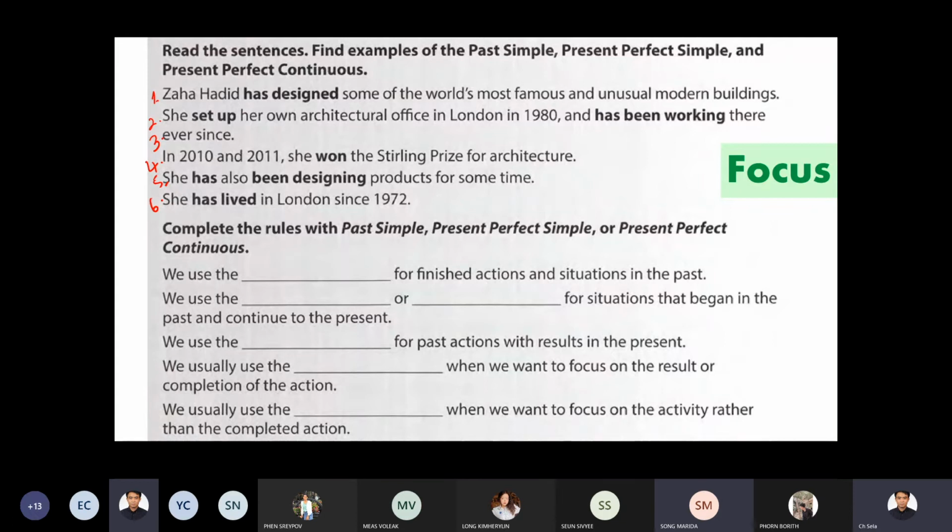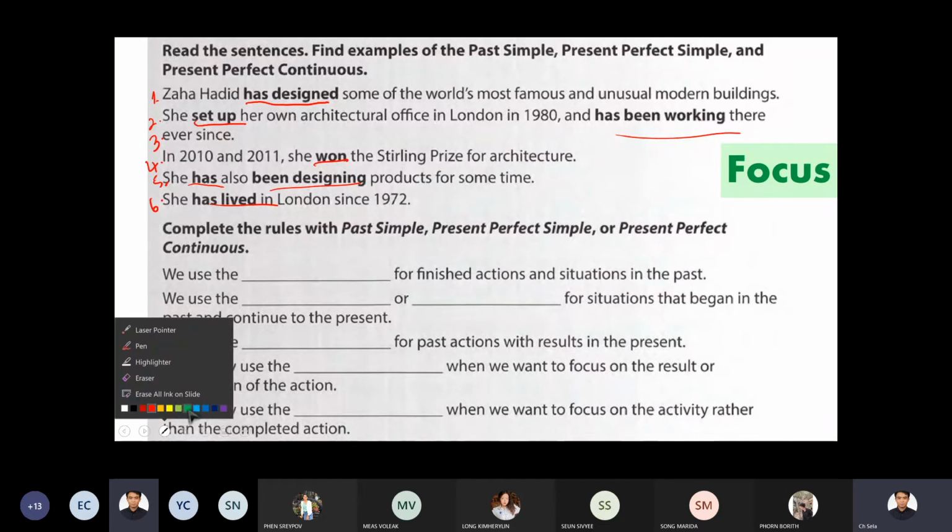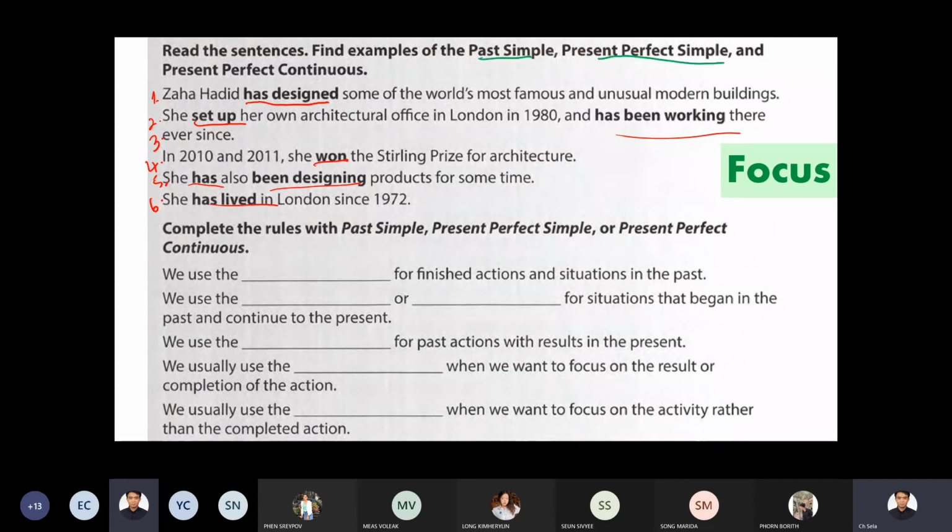All right, thank you very much. So you see some words are bold here. They want to know the tense of these sentences. So we have past simple, present perfect simple, and present perfect continuous.